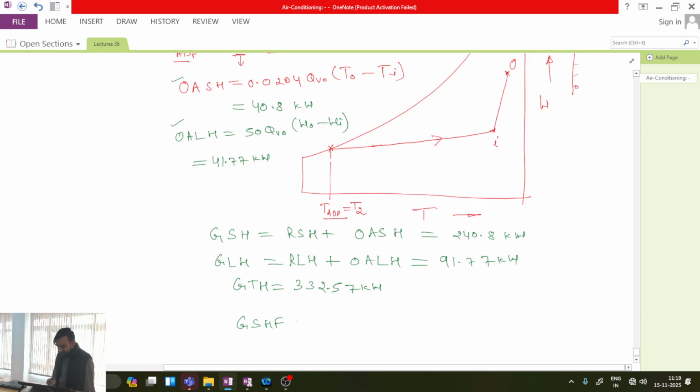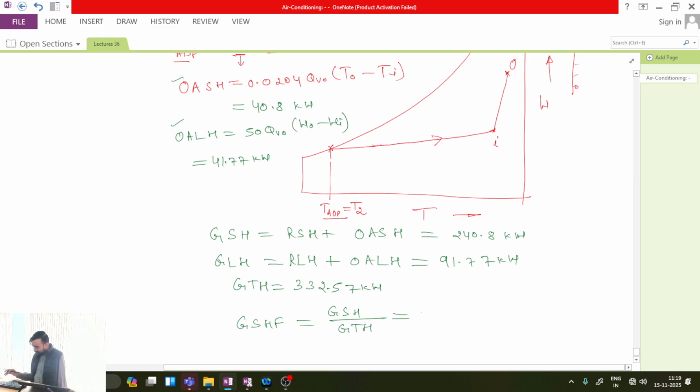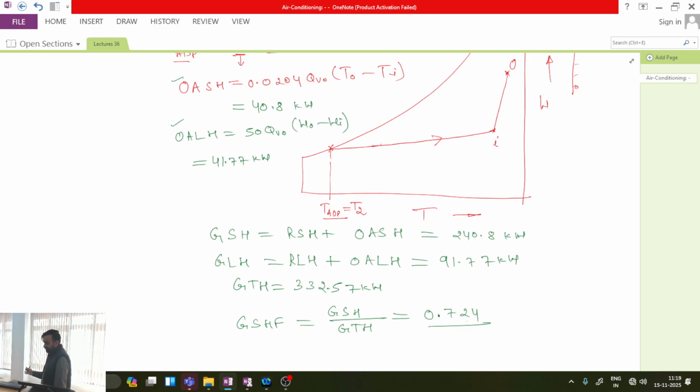Now what I can do, I can calculate the grand sensible heat factor, GSHF. Okay, GSHF will be equal to GSH upon GTH, and if I do this calculation, what am I getting? GSHF is how much? 0.724. Is this point clear? Now, using this information, can I calculate state 1? Please tell me. GSHF is given to me as 0.724.